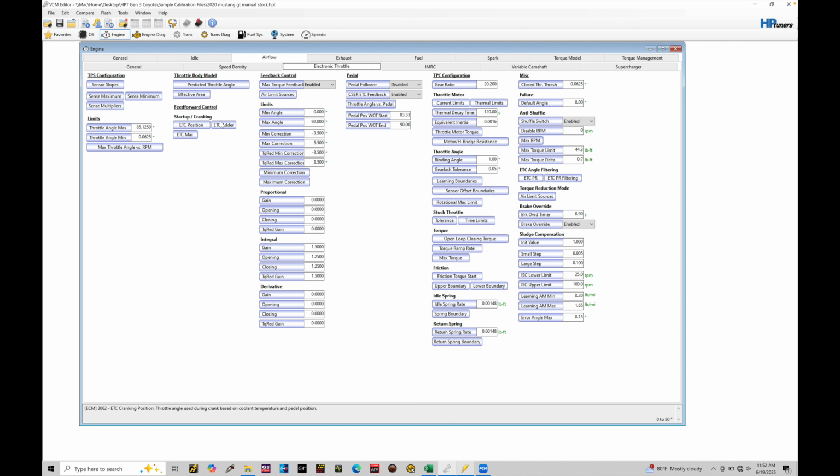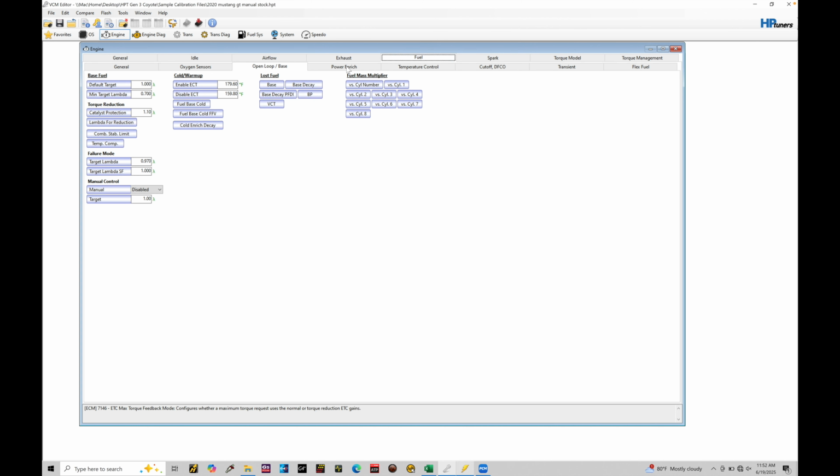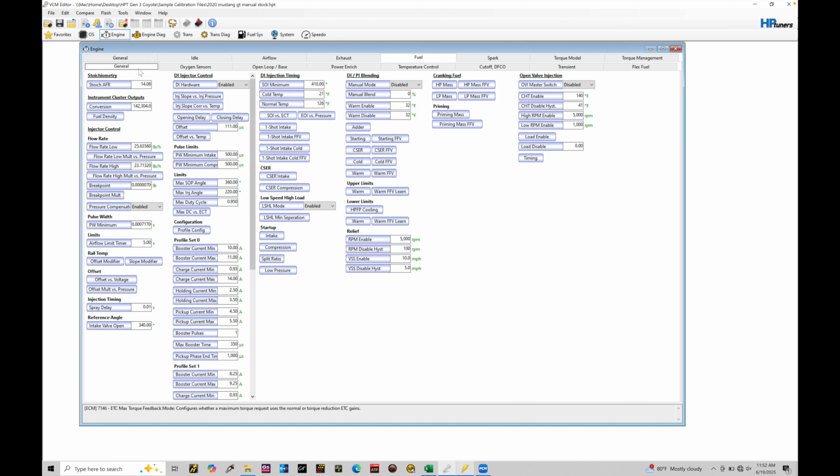So these are tables that may need to be adjusted, not always, but may need to be adjusted to get proper startup and making sure that things are in line. So let's first talk about our fuel side of things. We're going to go under fuel, we're going to go under general. Let's move our way over here into our cranking and priming tables.